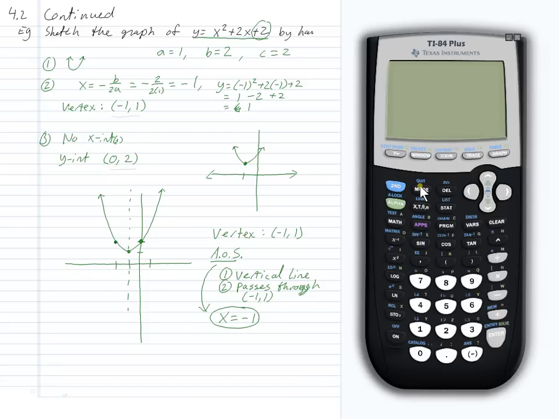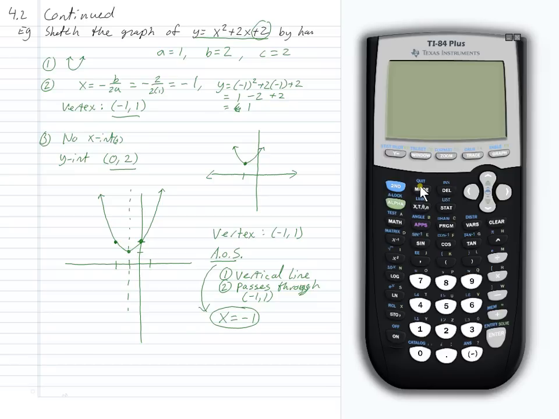So that is how you handle the case when you don't necessarily have those x-intercepts to get your shape exactly right. We have enough information if we find the vertex and if we find the y-intercept, we can get the mirror image of the y-intercept and get our graph looking just right.